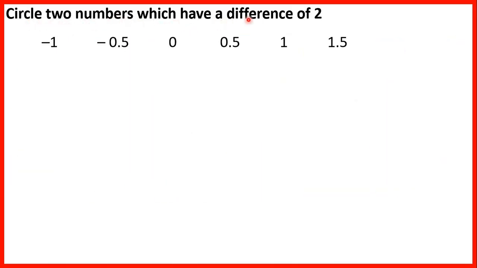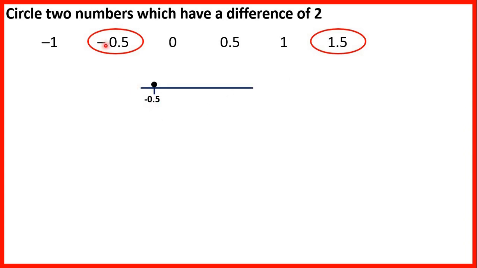Circle two numbers which have a difference of 2. Now there are two possible answers for this question. We could circle minus 0.5 and 1.5, because on a number line, if we start at minus 0.5, we can add 0.5 to get to 0, and then we can add another 1.5 to get to 1.5. So altogether, to get from this number to this number, we added 0.5 and then added 1.5. So that means we added 2.0, so 2 altogether.